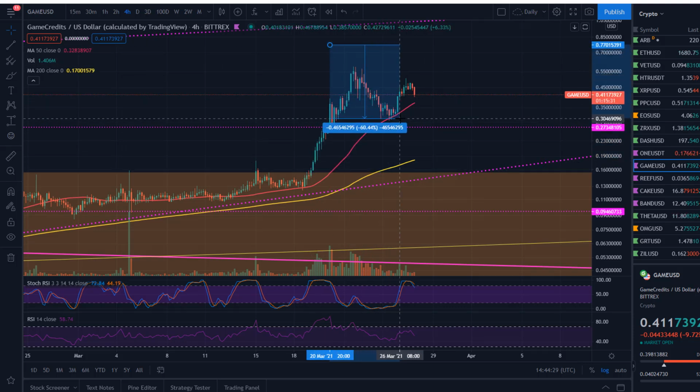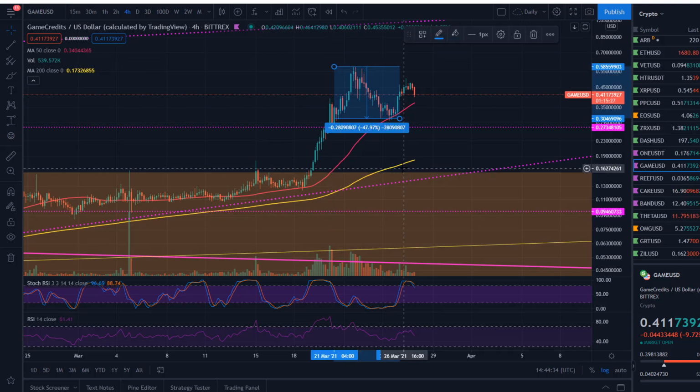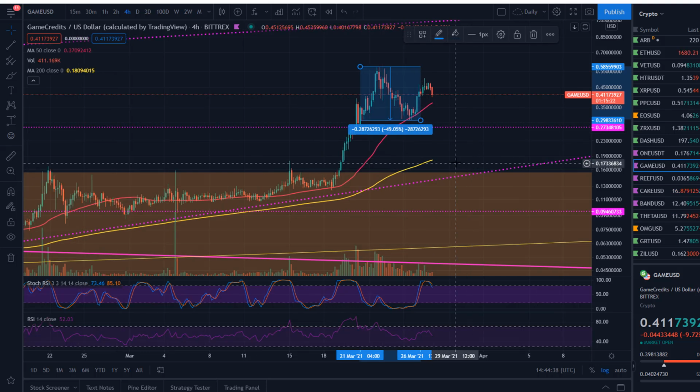And they correct by about this much. 50% is quite normal. A 50% correction is quite normal. So if you ever see something running up that hard and you're like, it's moved from 15 cents to 57 cents, and you've just FOMO'd in, don't be afraid. Just buy more when it corrects 50% because it's probably going to.